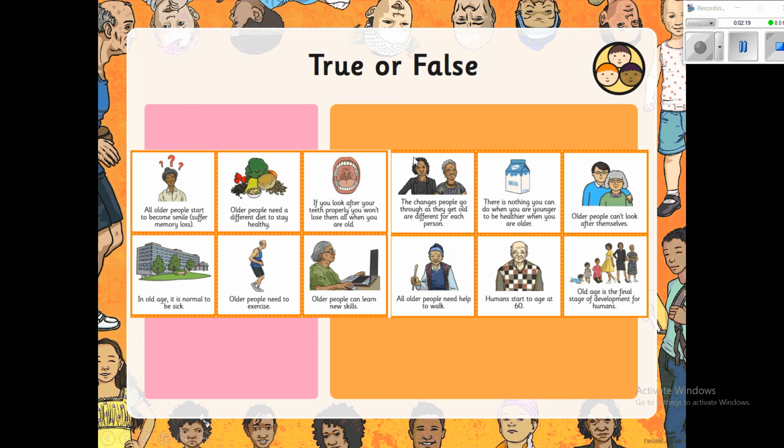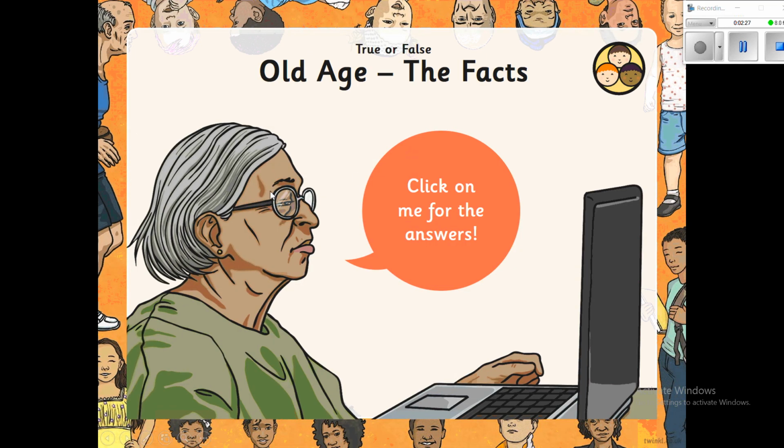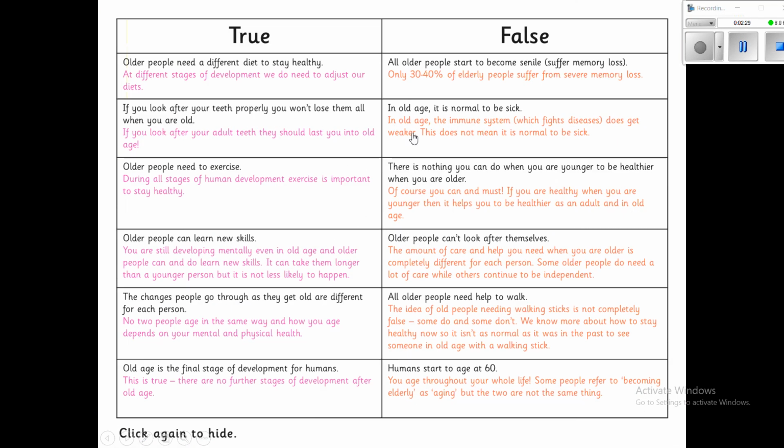Hopefully you've paused the video now and you've given that a go and written down your answers, and we're going to have a look at the answers now. So here we go. Click on me for answers. We'll go through the true column first, and we'll go through the false column afterwards. So make sure that you are ready to mark your work. They won't all be in the correct order, so you'll have to find them.